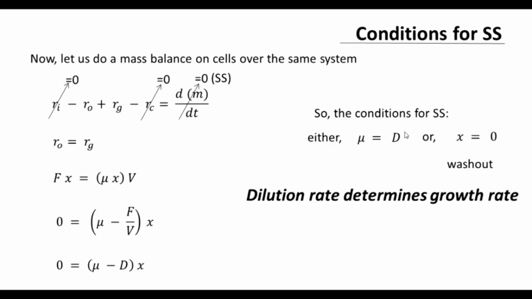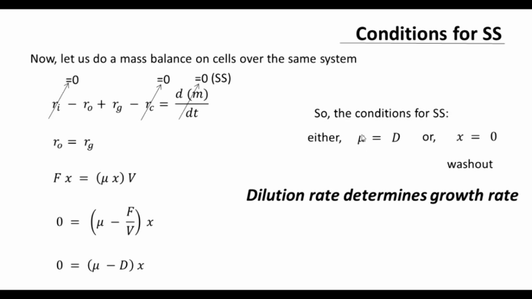Now, if you look at this, mu equals D, it says something very profound. Although it's a very simple equation, it says that the dilution rate determines the growth rate. That is very profound, because what is dilution rate? It is F by V. How do we change the dilution rate for a given reactor? For a given reactor, the volume is fixed, so just by changing the flow rate. The flow rate is under our control. We change the flow rate of the pump, and the flow rate will change. So, just by changing the flow rate, we are able to change the specific growth rate.